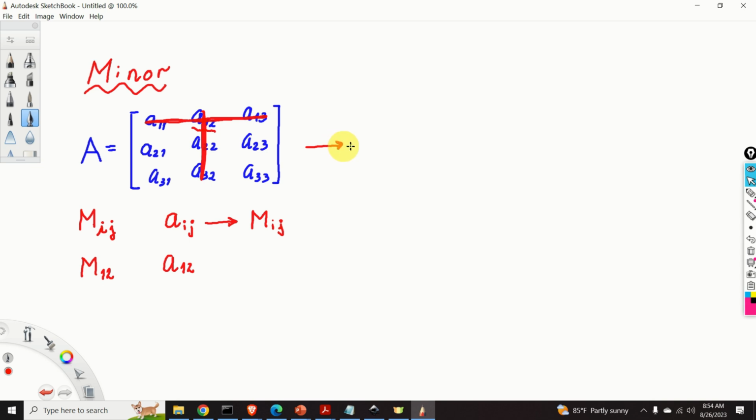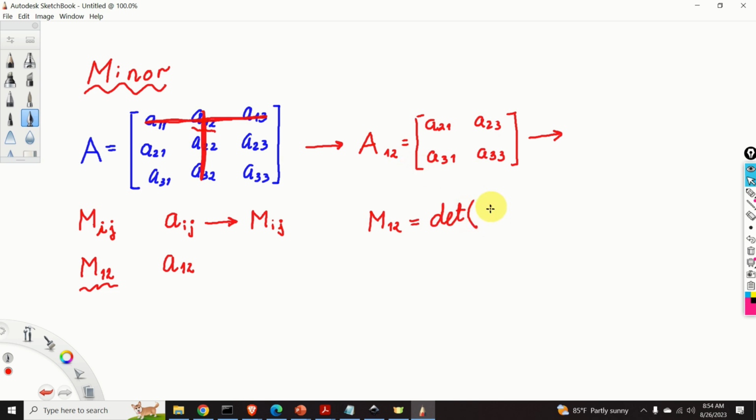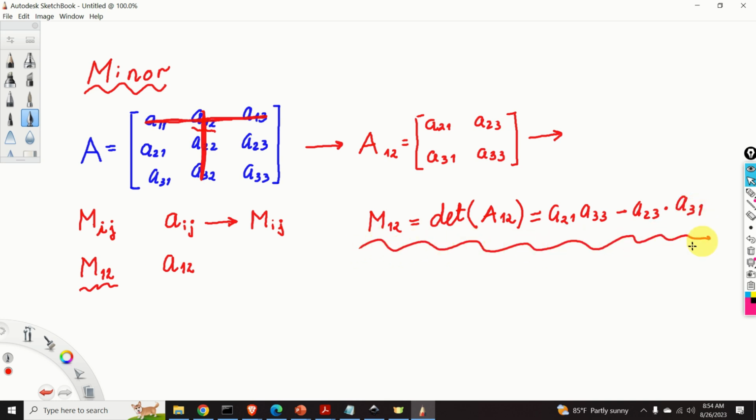Then we construct another matrix. I will call the matrix A12, by using the remaining entries. So we take this entry, this entry, this entry, and this entry, and we construct a matrix A21, A23, A31, and A33. Okay, next, to compute the minor M12, we simply compute the determinant of this submatrix. And the determinant is A21 multiplying A33 minus A23 multiplying A31. And that's it. This is how we compute the minor M12.